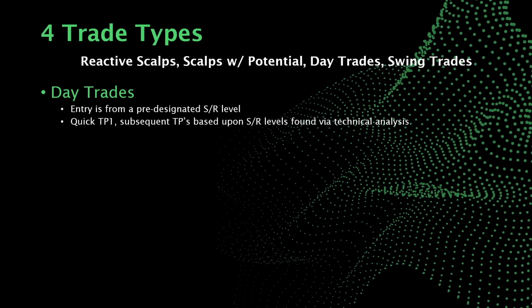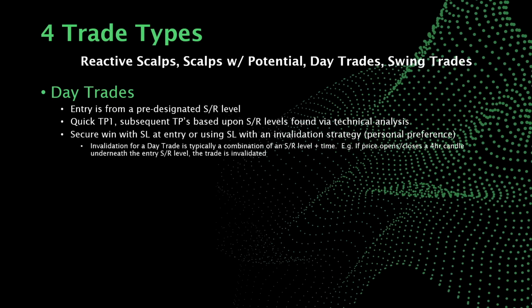All of your other take profits really should be based upon support and resistance levels that you find via technical analysis, because these are longer term trades. We're not trying to go TP1, TP2, TP3 very, very fast. Maybe a quick TP1 to lock in the profits, make sure we make something. That way, if our trade does not work out, we're either breaking even or just a small loss. And then we move on from there.